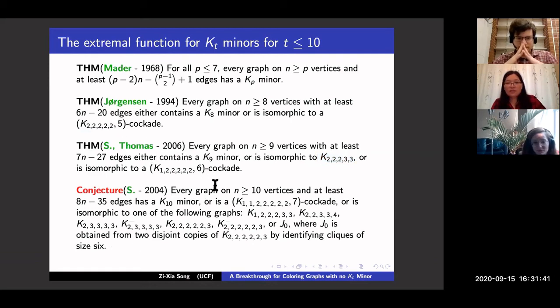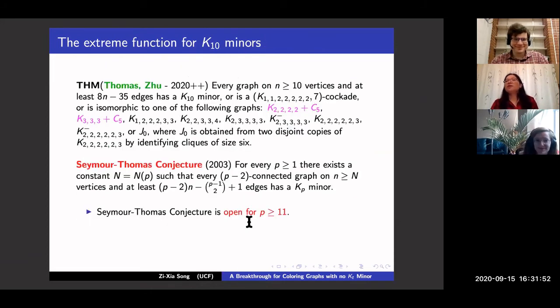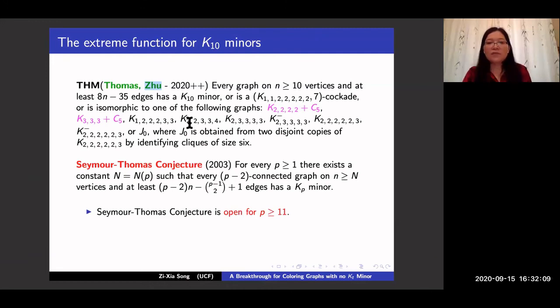So in my dissertation, I do have a conjecture for K_t minors. All these graphs were found by hand. So don't be surprised, I missed two graphs out. Now Denton did a computer search, and they found and added two more to the conjecture. So I put a double plus here because Denton is still working on the paper. I may be able to say more about the progress on this paper.